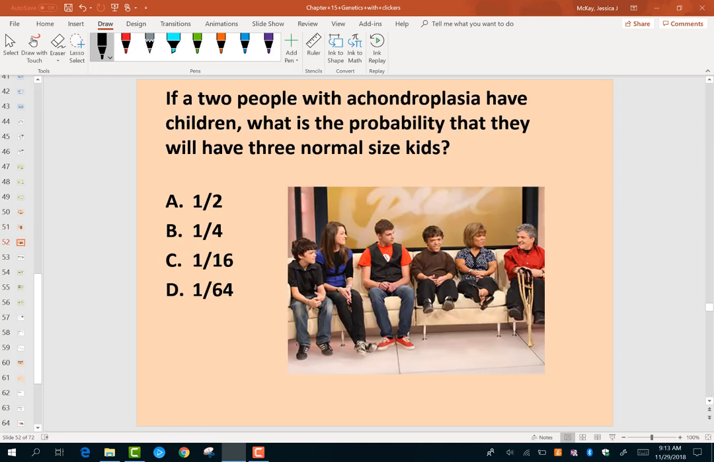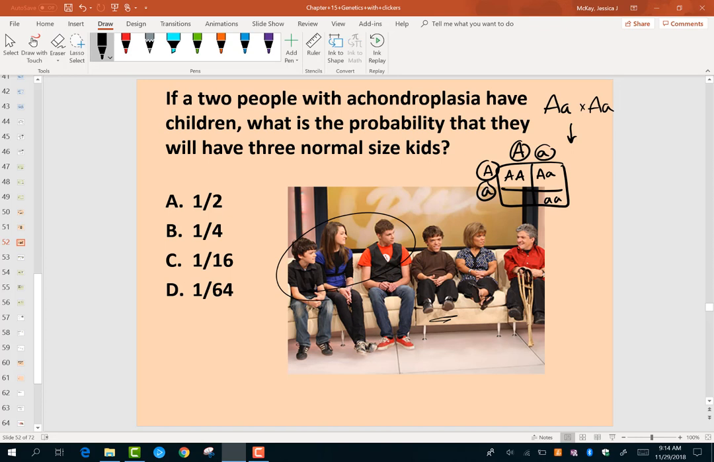All right, so if two people with achondroplasia, so we know that they're big A, little a, have children, what is the probability that they will have three normal-sized kids? Which, in fact, they did. They only had one child with achondroplasia. So pause the video, figure this out. Okay, we did the Punnett square: big A, big A, big A, little a, little a, little a, big A, little a. Normal size is little a, so you have a 1/4 chance. To have 3 kids, you need 1/4 times 1/4 times 1/4, which is 1/64.